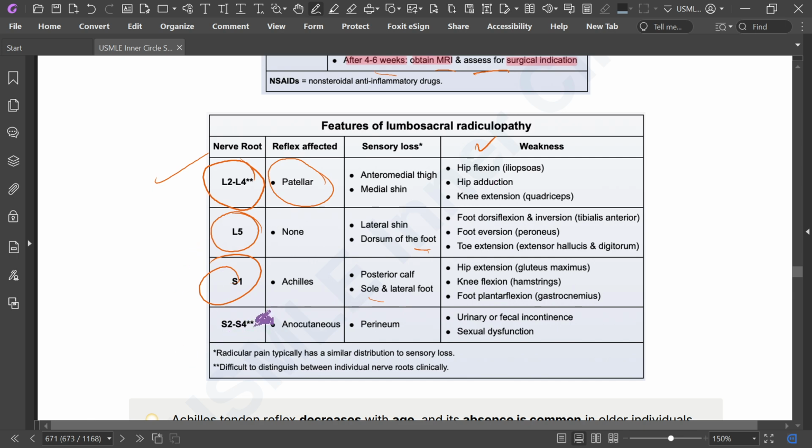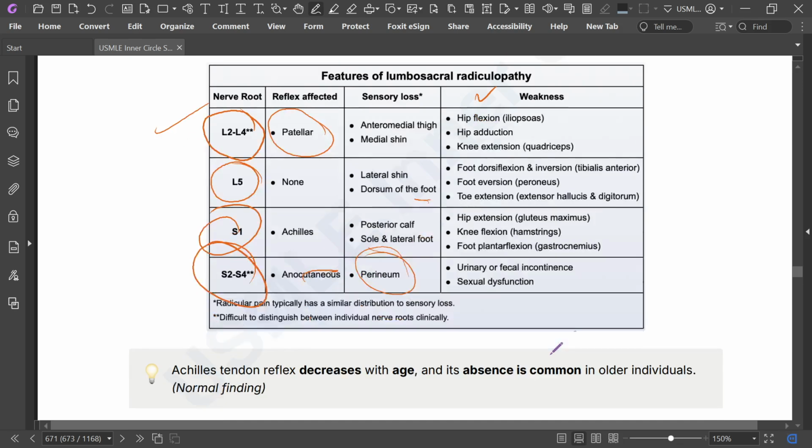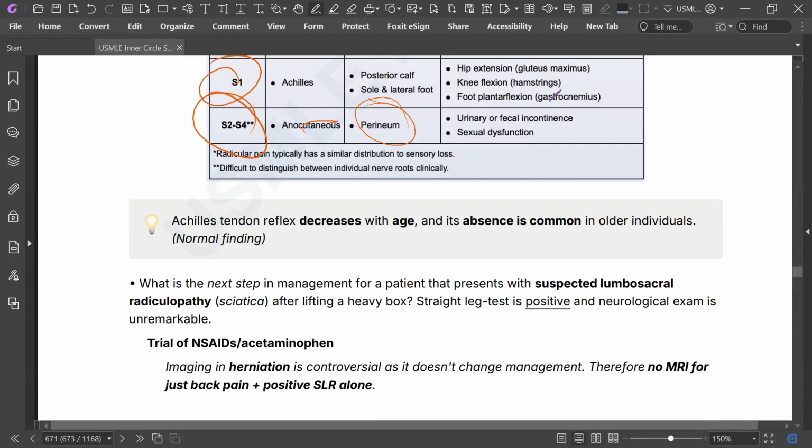In S2 to S4, cauda equina, reflex affected, perineum, urinary or fecal incontinence, and sexual dysfunction. Achilles tendon reflex decreases with age, and its absence is common in the older individual.